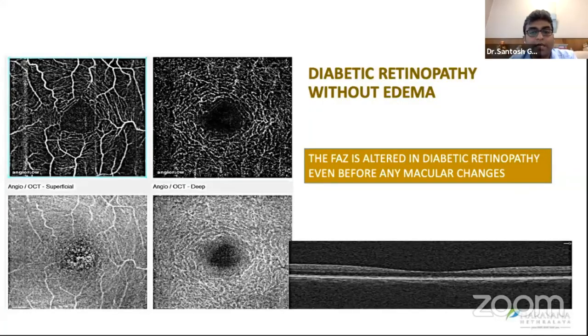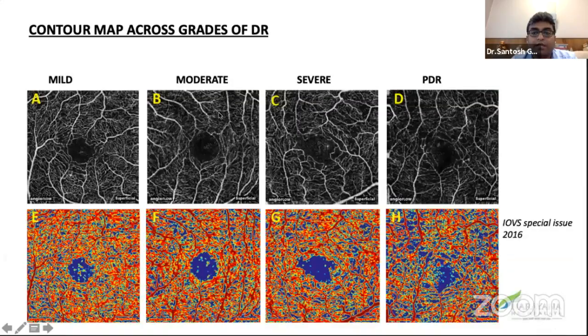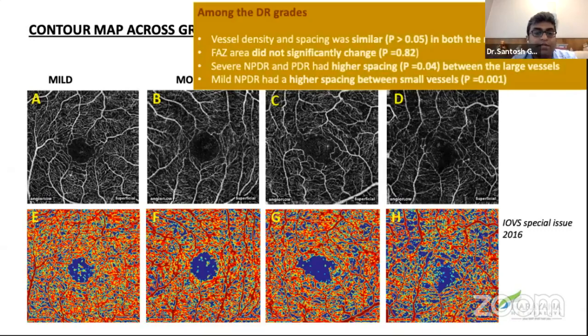Even before any structural changes happen in macular OCT in diabetes, we do get to see some changes in OCTA. These are very early changes, like a change in the vasculature and a change in the FAZ as well. We published a paper wherein we saw that with increasing severity of diabetic retinopathy, there were changes in the FAZ as well as in the capillary plexuses in different layers.